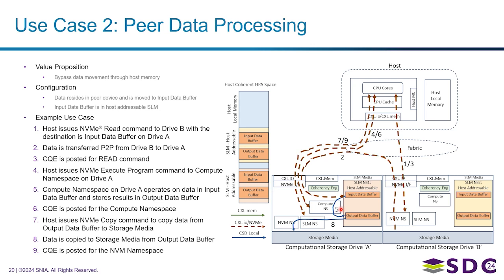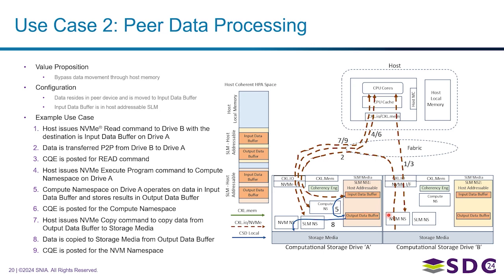All right, so step 1, the host is going to issue an NVMe read command to drive B. So here we are sending our number 1 command down to the NVM namespace of drive B. With the destination is the input data buffer on drive A. And since it's host addressable, it knows where that is. That is a valid host address. So we want this to be our destination over here for that read operation.